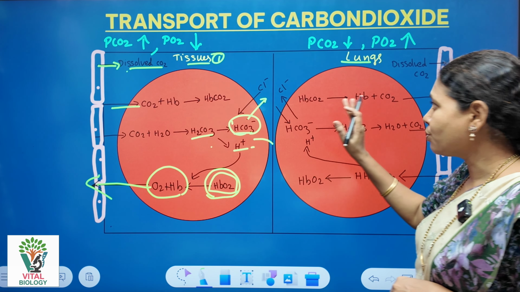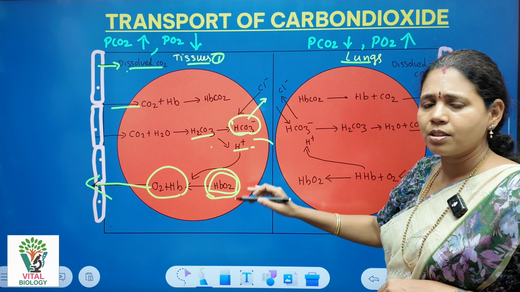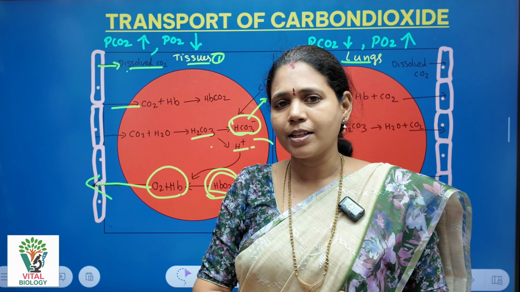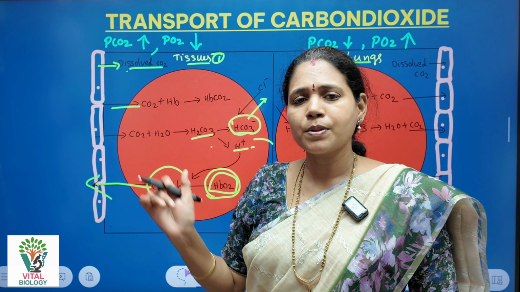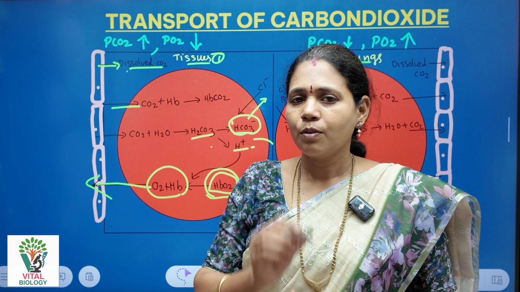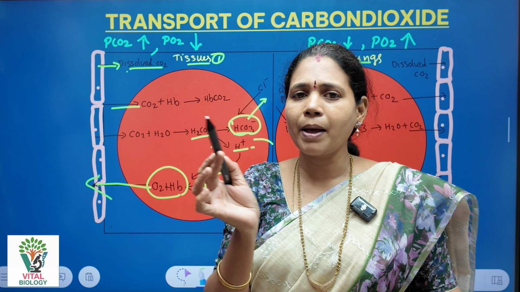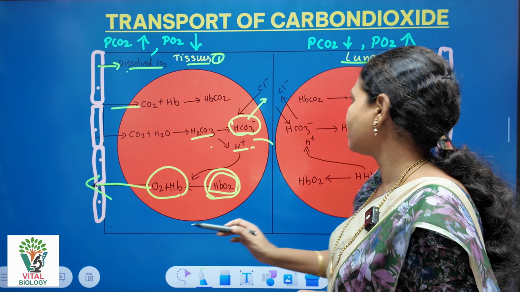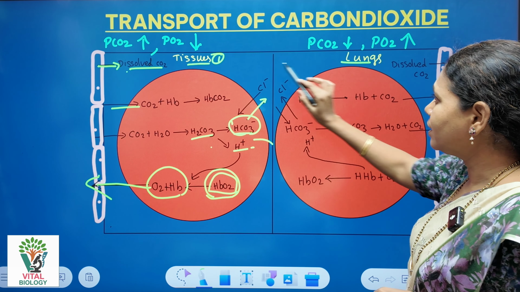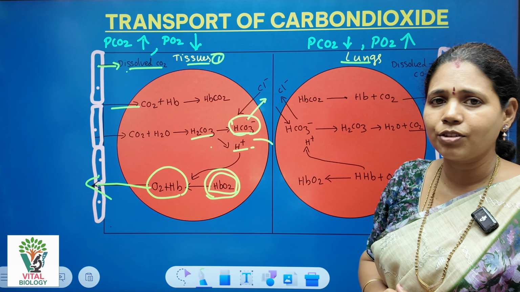Coming towards the lungs. In the lungs, the same reactions will occur in the reverse direction, because like the transport of oxygen, in the transport of CO2 all the reactions are reversible. That means in whatever direction these reactions occurred, in a reversible manner they can again break down and result in the formation of CO2. Here you can see the first one: whatever dissolved carbon dioxide is present now enters the alveolar region.